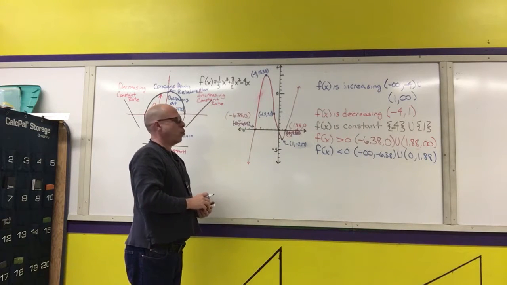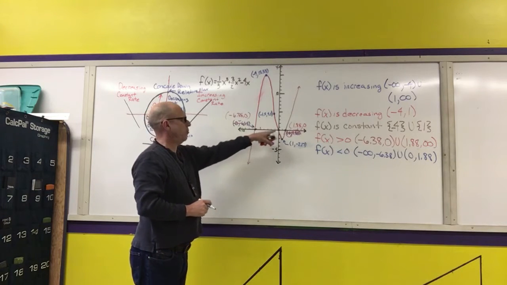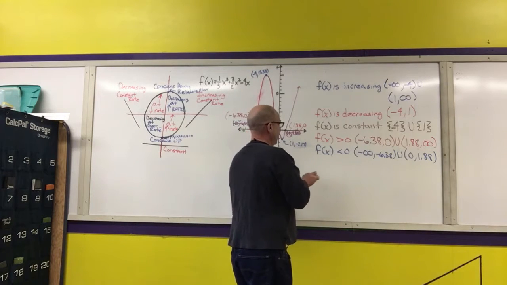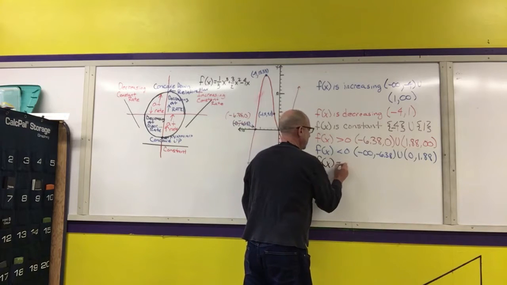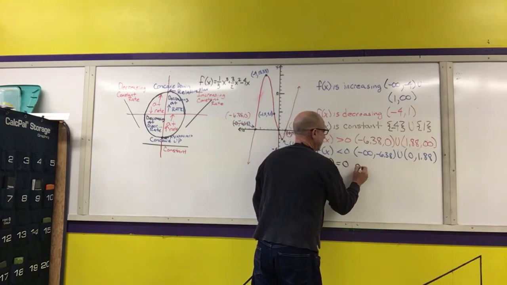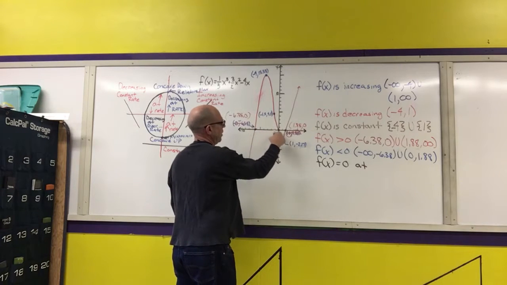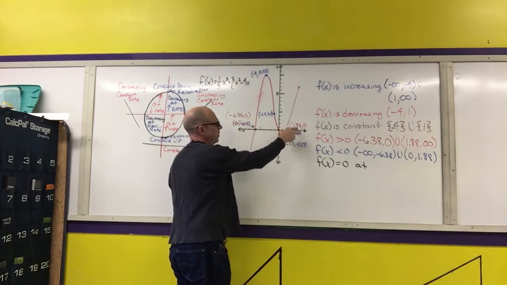You may be asked when is the function equal to 0, and that would be where it crosses the x-axis. So we would write f of x equals 0 at the 3 x coordinates where it crosses the x-axis, so -6.38, 0, and 1.88.